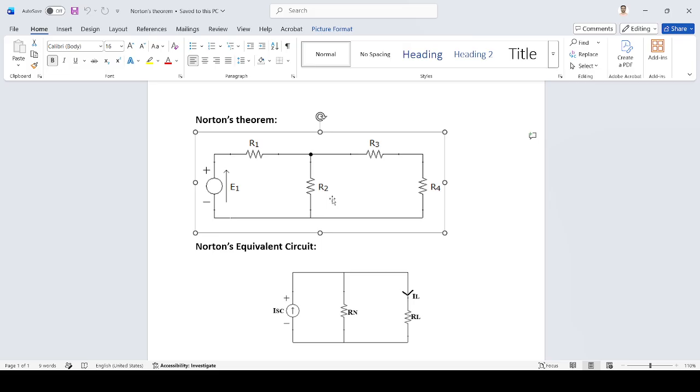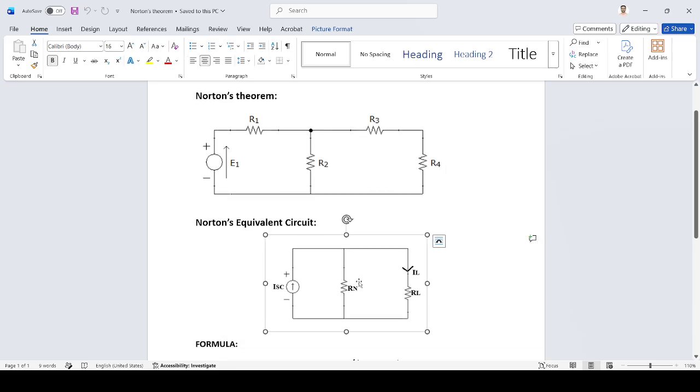Similarly, we have Thevenin's theorem that we discussed in our previous video. Norton's theorem states that any given bidirectional network can be converted into its Norton's equivalent circuit, which consists of a short circuit current source ISC in parallel with Norton resistance Rn across the load resistance RL.